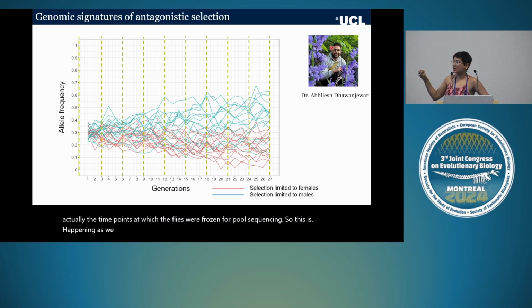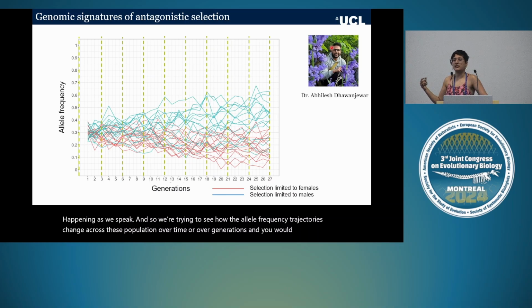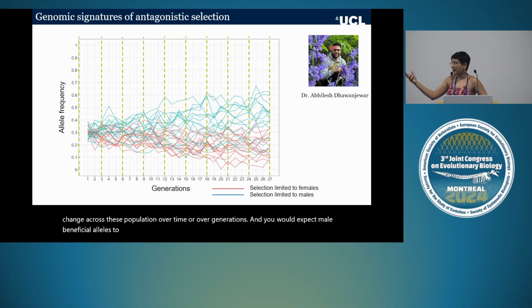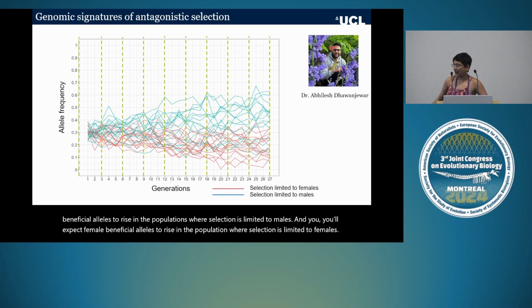And yeah, we're trying to see how the allele frequency trajectories change across these populations over time, over generations, and you would expect male beneficial alleles to rise in the populations where selection is limited to males, and you'll expect female beneficial alleles to rise in the populations where selection is limited to females. And that's what you see in the red and blue over there.